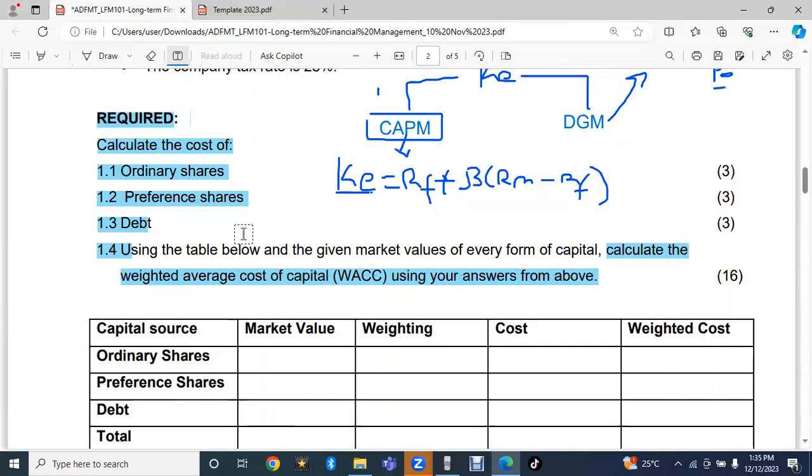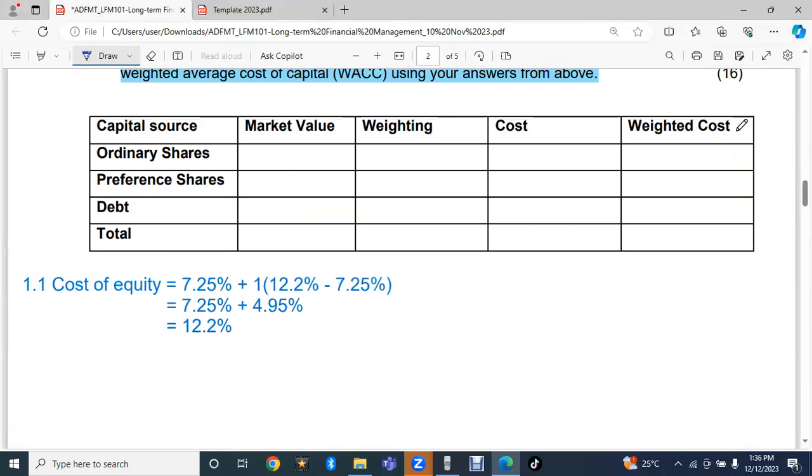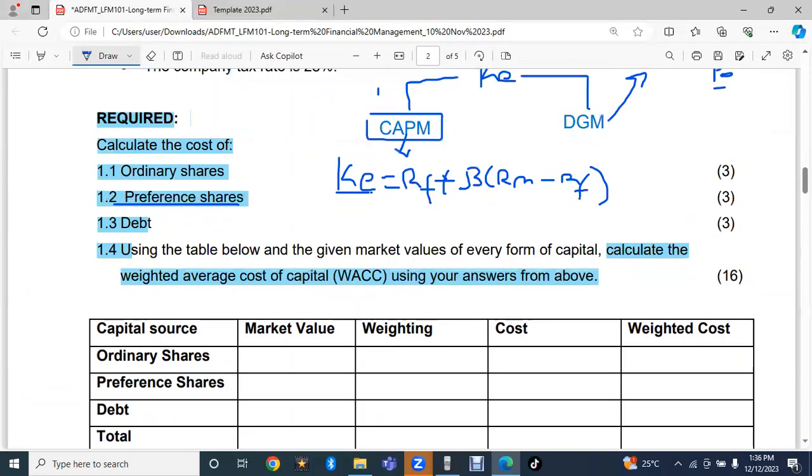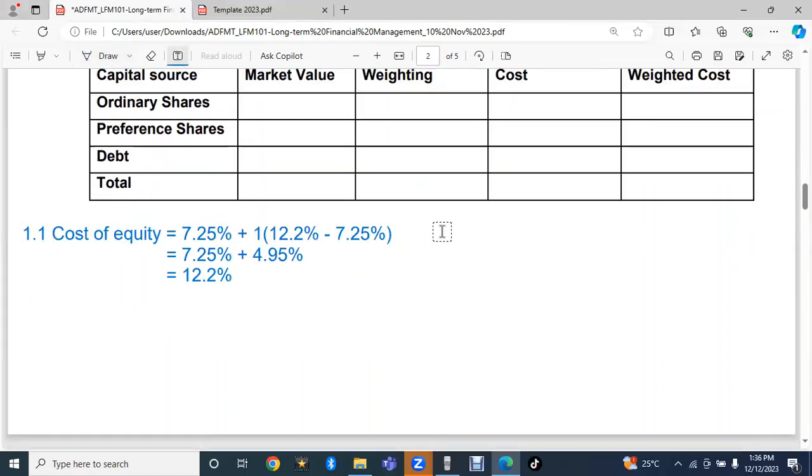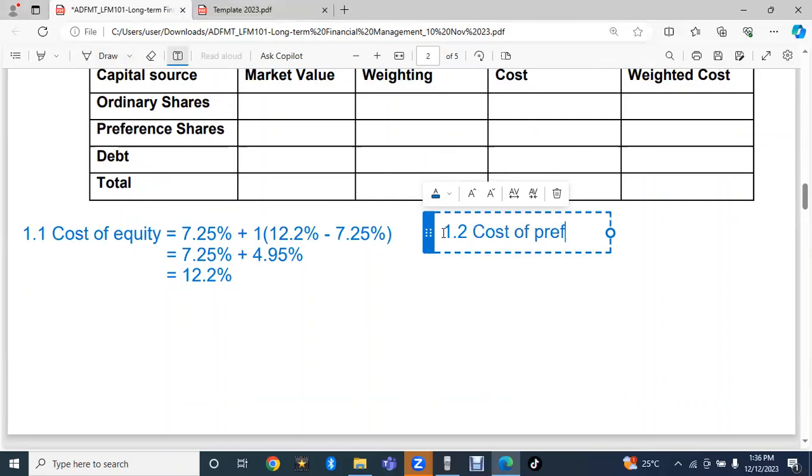For 1.2, we are required to calculate the cost of preference shares. So how do we calculate the cost of preference shares? The cost of preference shares is denoted by KP. The formula that we use is preference dividend divided by share price, where P is the share price. Now let us do our workings for 1.2, cost of preference share.